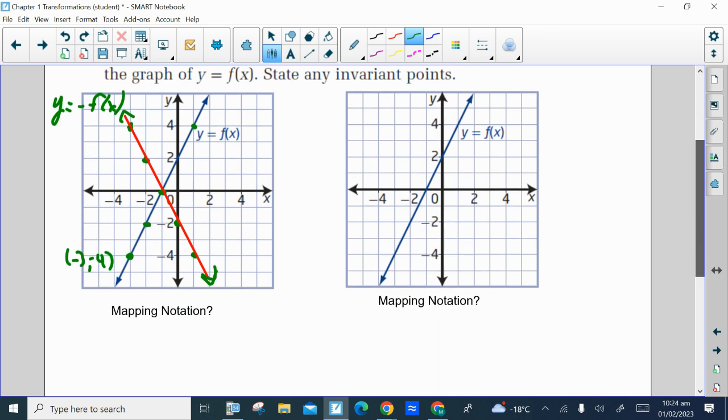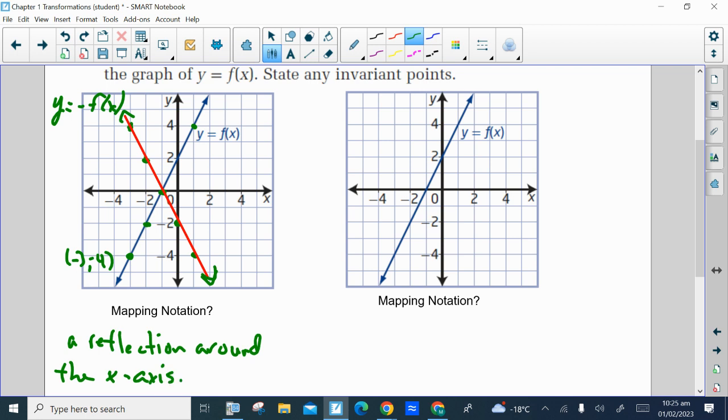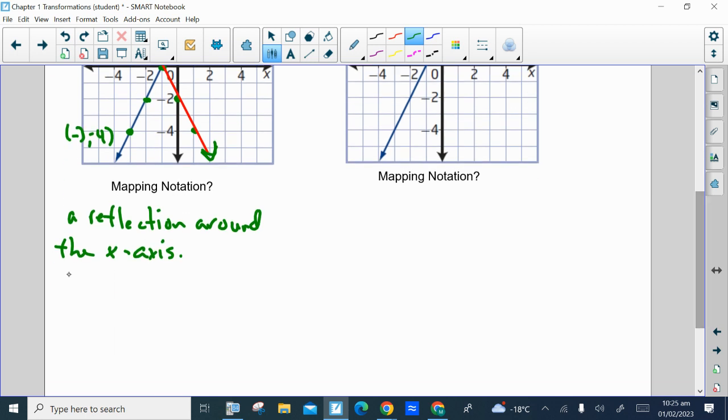To describe what happened here, once again, we would say a reflection across or about or around the x-axis. And when that happened, essentially what we did is we multiplied all the y values by -1. So y maps into -y.